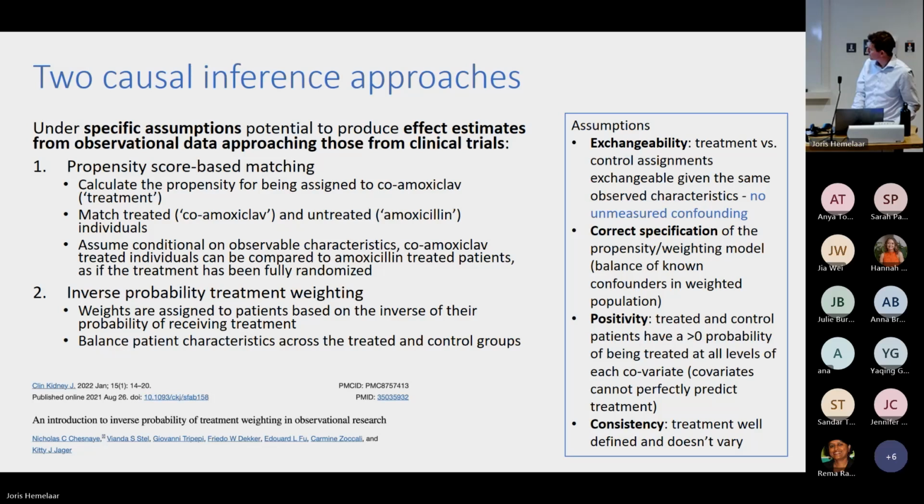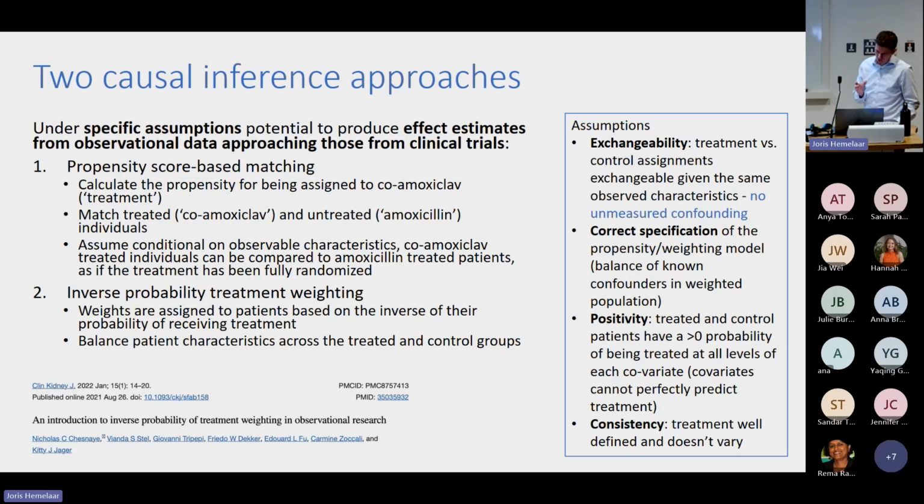And with the matching-based approach, we try and model the propensity, or the probability, of being assigned to co-amoxiclav or to amoxicillin, and match people with similar scores to create a data set for analysis.